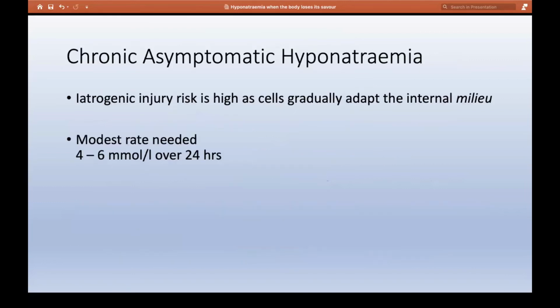So chronic asymptomatic hyponatremia, you don't correct rapidly like what you do for acute symptomatic hyponatremia, because you can push the patient into central pontine myelinosis. So you correct it at a modest rate, 4 to 6 millimoles per liter over 24 hours.